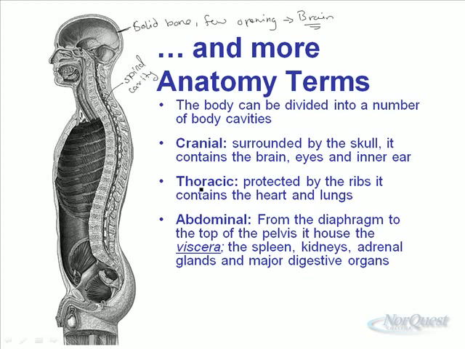The other major cavities are your thoracic cavity. And so your thoracic cavity is here. It's protected by ribs, and the diaphragm is an organ that sits right about here. This is where your diaphragm would be. And that is your thoracic cavity.